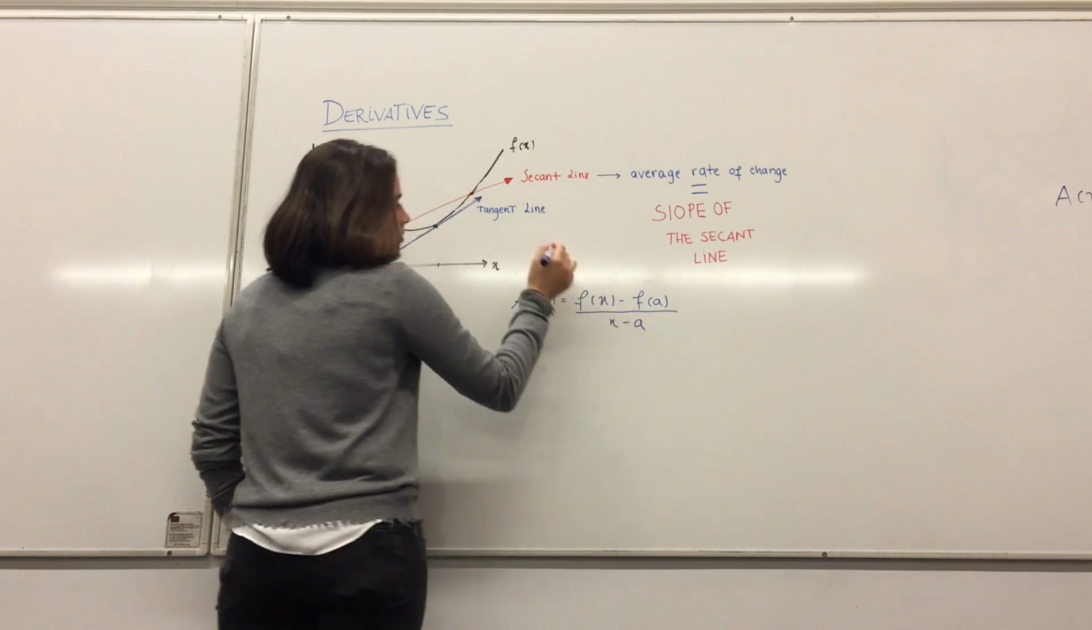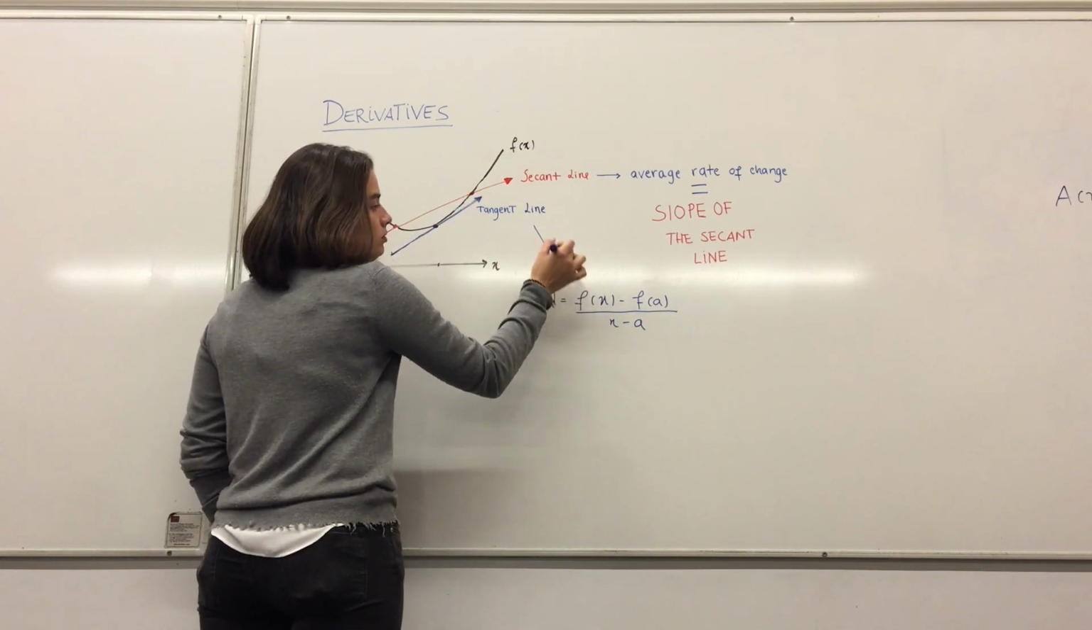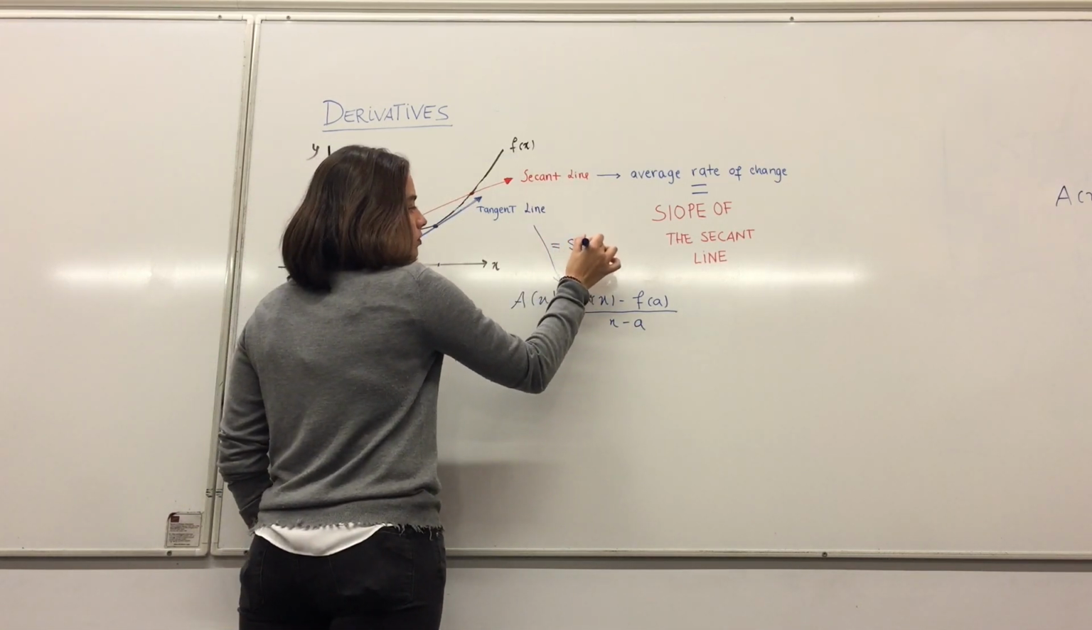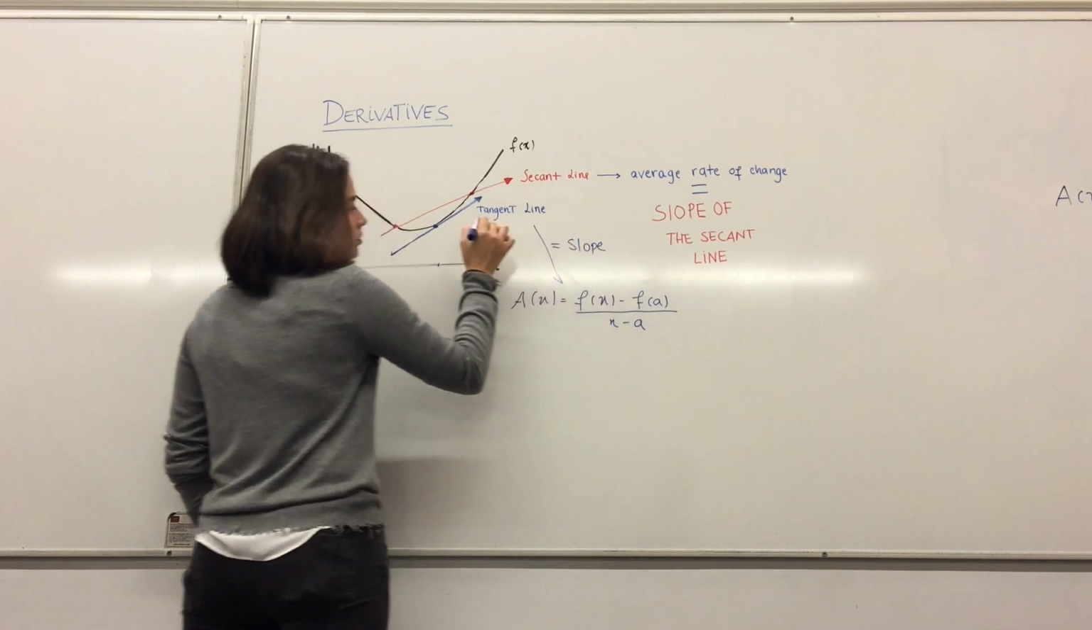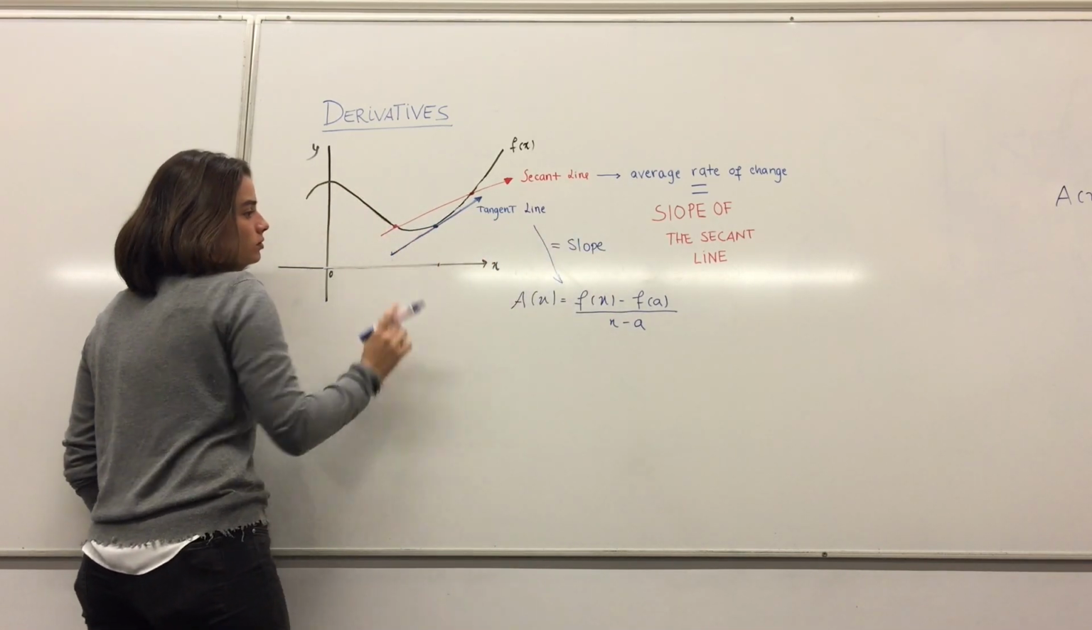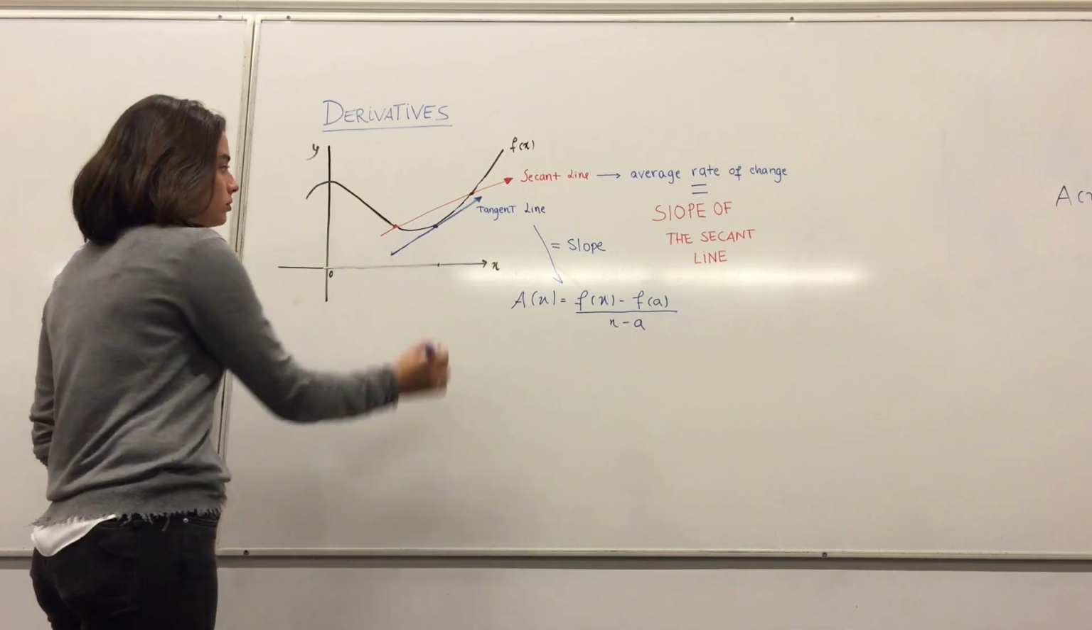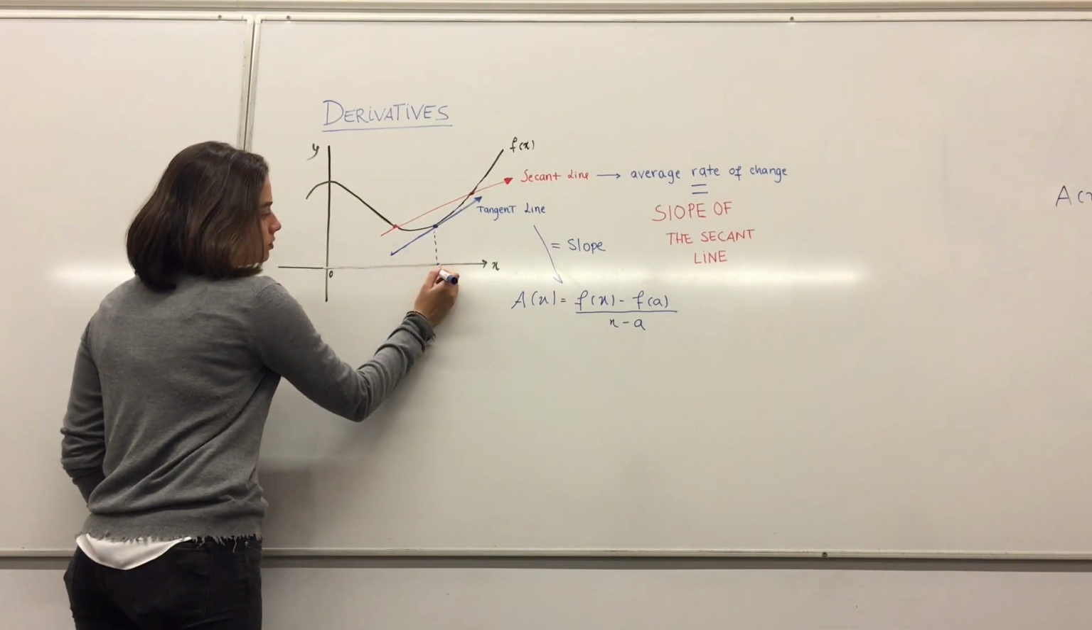Unfortunately, not all functions in economics are linear, so we need to extend the definition of slope through the concept of the tangent. The slope of a curve at x equals a is the slope of the tangent line at that point, and this is a precise way of measuring the slope of a curve.